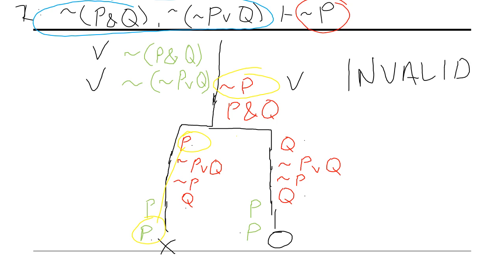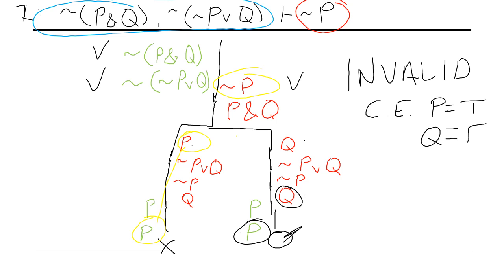Remember, when we have an invalid truth tree, we have to provide a counterexample. Our counterexample is going to come from our open branch, and we need to list values for each of the letters that are in our logic sequence. And so that could be P and Q. My P is true because it's on the left side. My Q is false because it's on the right side. And that is that.